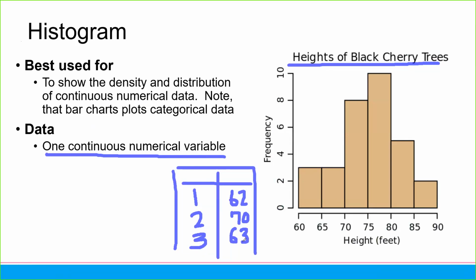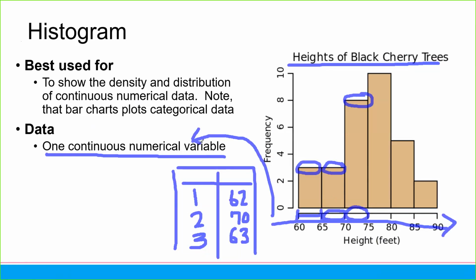So what you already saw before in the orange, we can define the bin. The numbers between 60 and 65, we have 3 trees. The height in between 65 and 70, we have also 3. The height in between 70 and 75, we have 8, and so on. So this x is the continuous variable or numerical variable. That's why we call it histogram.